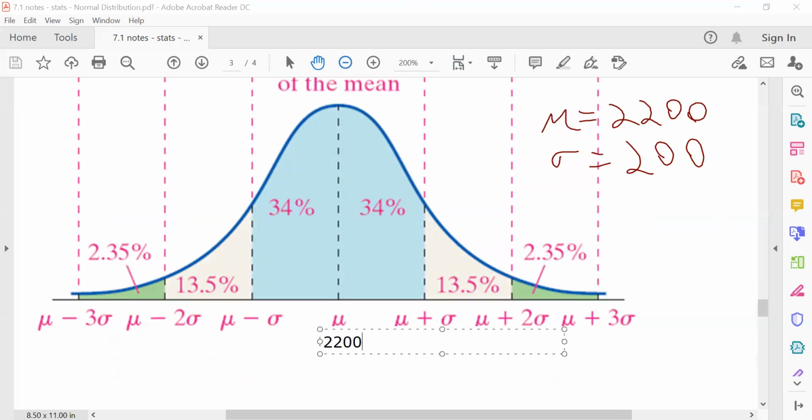The mean, 2200, would be in the middle here. And then one standard deviation above the mean is 2400. Two standard deviations above the mean would be a 2,600-pound giraffe. Three standard deviations above the mean would be a 2,800-pound giraffe. So remember, we talked about there's a 95% chance a randomly selected giraffe will fall within two standard deviations of the mean. So let me complete this chart. There's a 95% chance a giraffe's going to fall between 1,800 and 2,600 pounds.